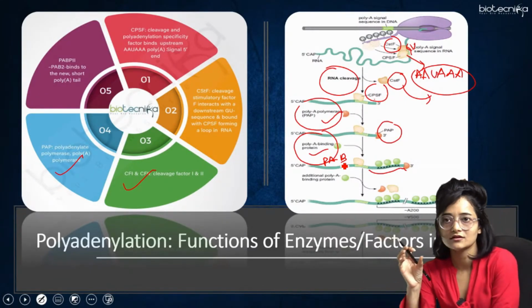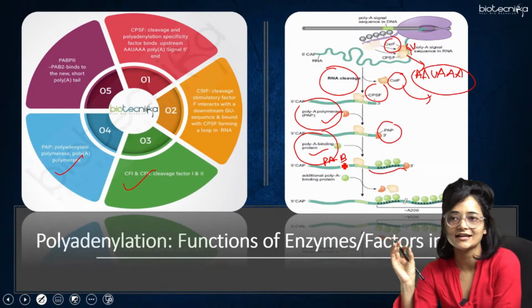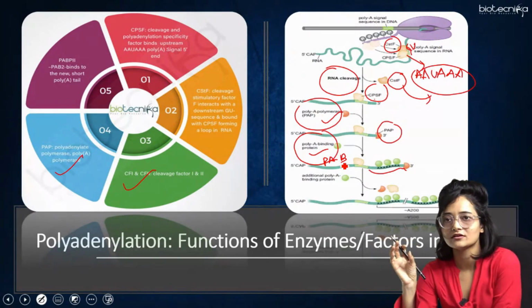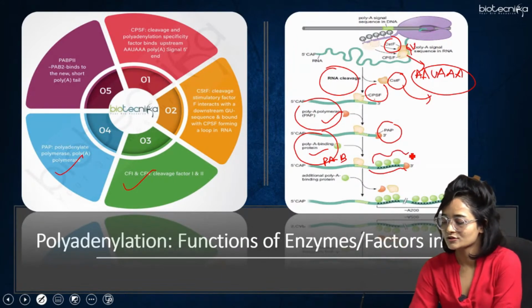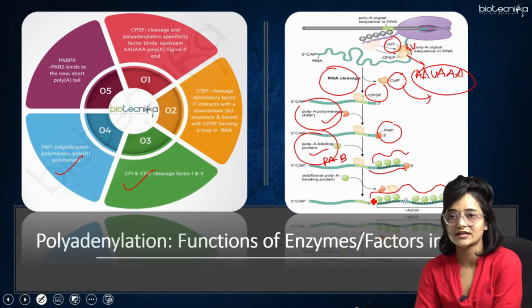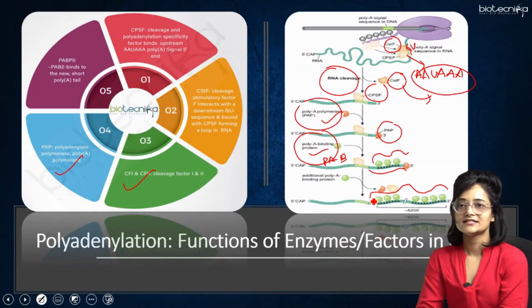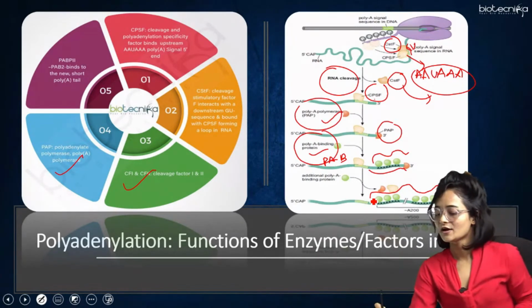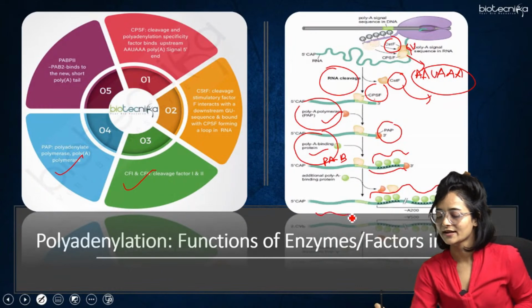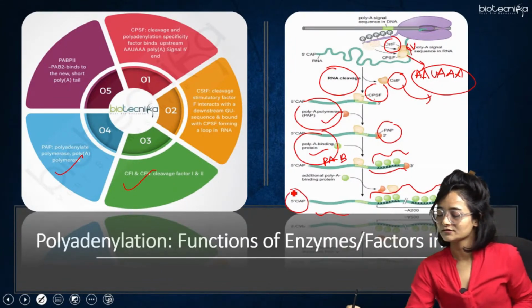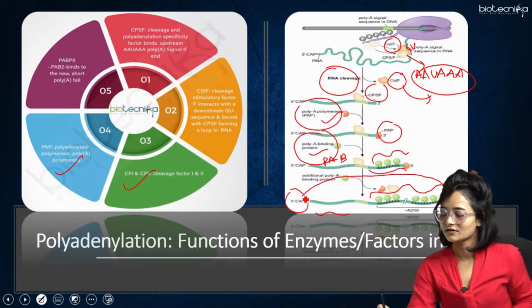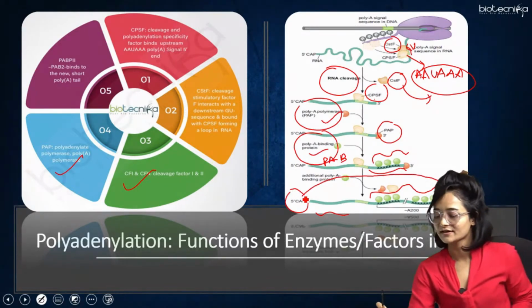Where the poly A tail is formed, at that particular point, it binds itself. There are multiple proteins that come, so in the form of a multi-protein complex, it binds at the poly A tail. Its major role is that it makes the pre-mRNA into a circular form. So the 5' end and the 3' tail are circularized by this particular protein.